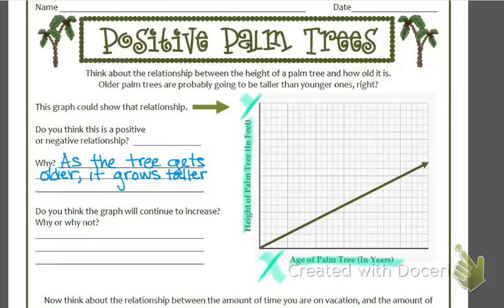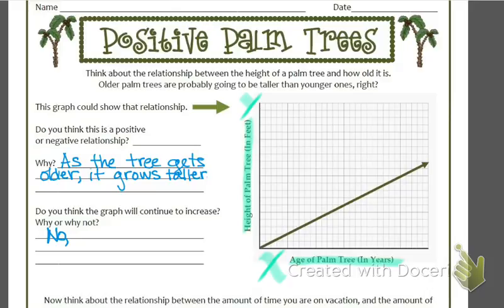Now the next question is, do you think the graph will continue to increase? If we put this on forever, will it show an increase all the way through? Got to be logical about it. What do you think? I wish I could talk to you guys about it. So, do we think it will continue to increase forever? Ooh, I hope you said no. And why will it not increase forever?